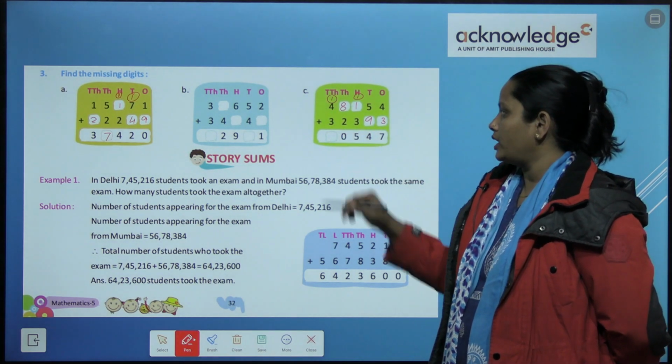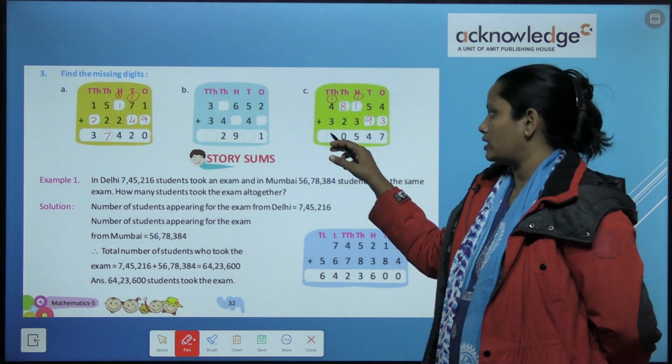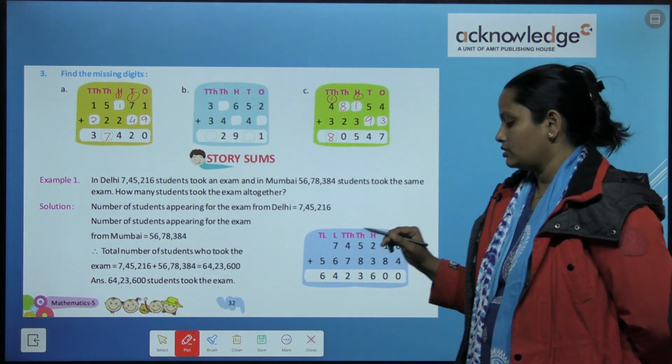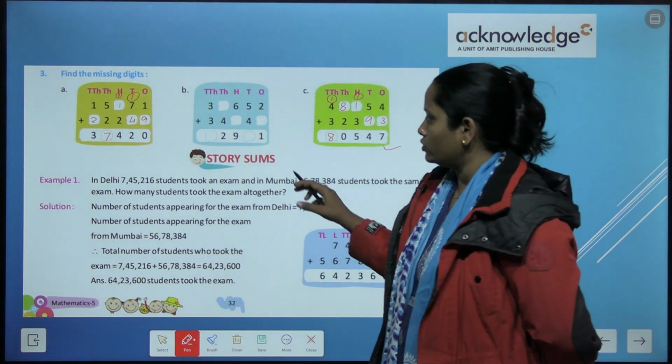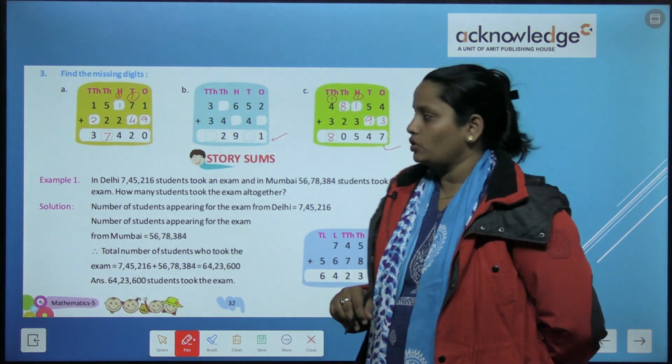Now 4 plus 3 is 7 and 7 plus 1 is 8. So here this is your answer. Similarly, you have to do this B part on your own.